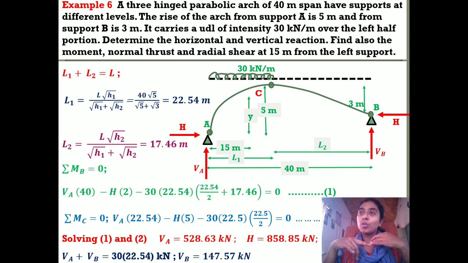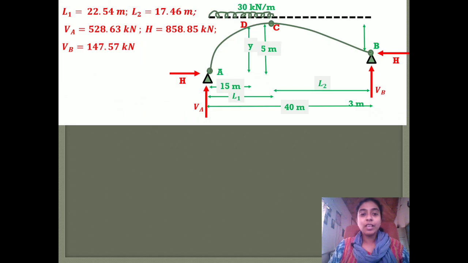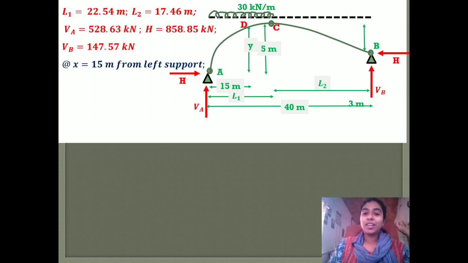So now we have found what is L1, what is L2, then VA, VB and H. So our first part is over. That is our reactions. Finding the reactions is completed. So we have found L1, L2, VA, H and VB. Now our aim is, now we have to take this section. We are asked to find the bending moment, horizontal thrust, normal thrust and shear at x is equal to 15 meter from the left support.